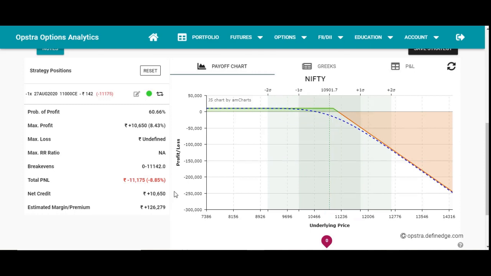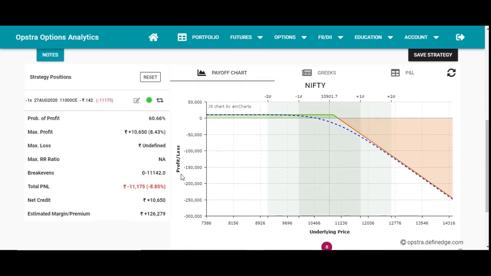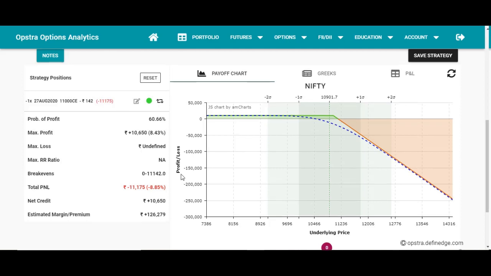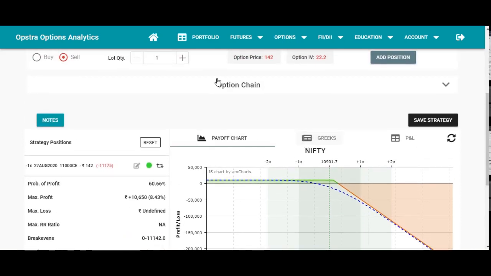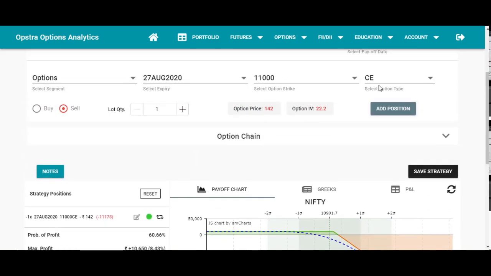But right now Nifty is moving, so he thought Nifty might move above this break-even level, so he needs some adjustments so that he can come out of this trade without any loss and, if possible, even earn some profits. What I have suggested to him is to short the 10,900 put option.